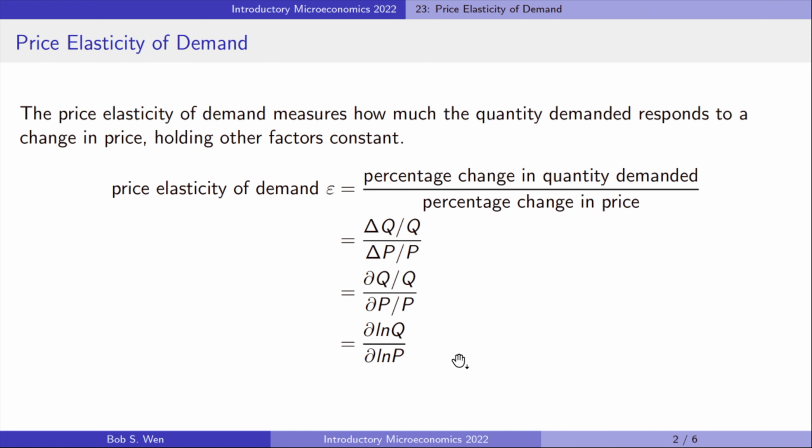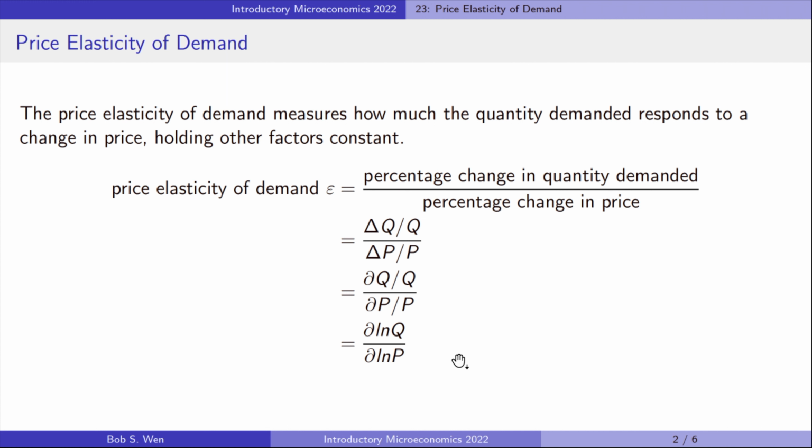Suppose a 10% increase in the price of an ice cream cone causes the quantity of ice cream purchased by consumers to fall by 20%. In that case, the price elasticity of demand for ice cream cones is 20% divided by 10%. That is, the elasticity is 2.